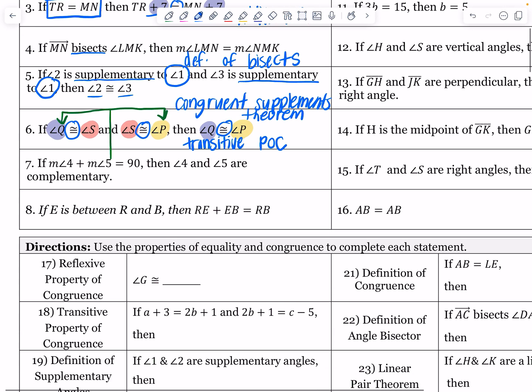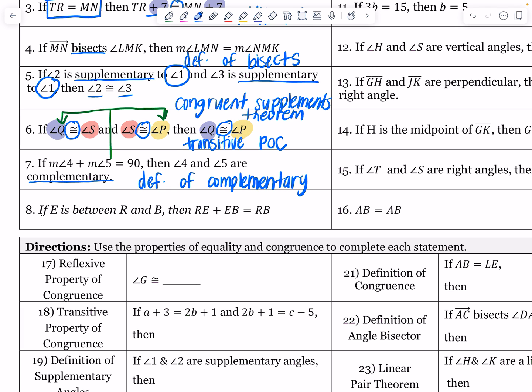All right, if the measure of angle 4 plus the measure of angle 5 equals 90, then 4 and 5 are complementary. Again, they use a vocabulary word. So that is going to be by the definition of complementary. If 2 angles add up to 90, they are complementary. If 2 angles are complementary, then they add up to 90. Okay. All right, number 8.